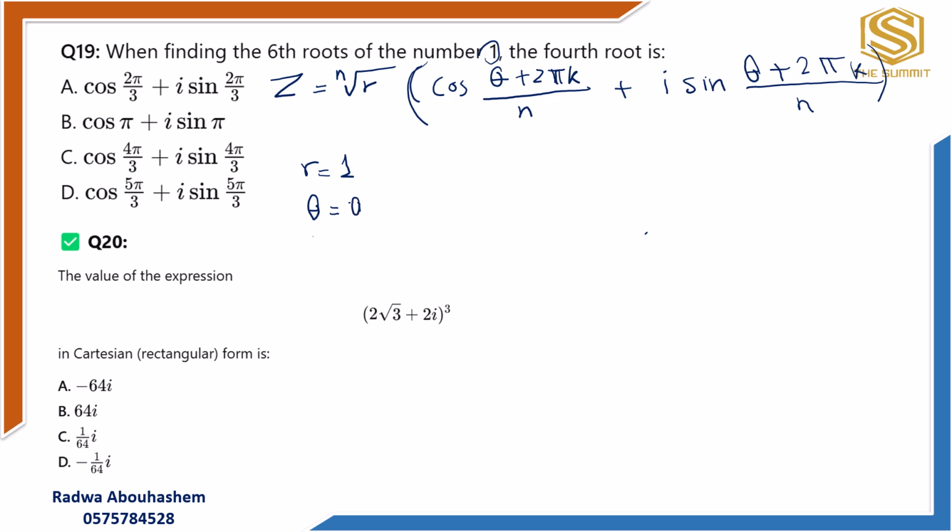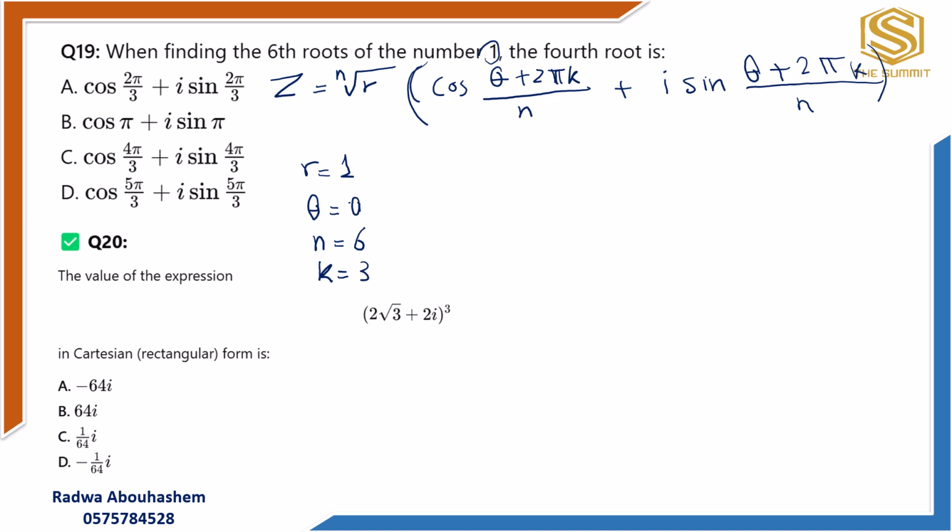Okay, n is 6. Good. What about k? He told me I need the fourth root. Okay, good. And n is 6. So this means k may be 0, 1, 2, 3, 4, and 5. And if I need to take the first root, this means that k is 0. For the fourth root, you just subtract 1, so k is 3. Okay, good. So we know all the variables now. We could just substitute and get the answer. Let's get the answer.